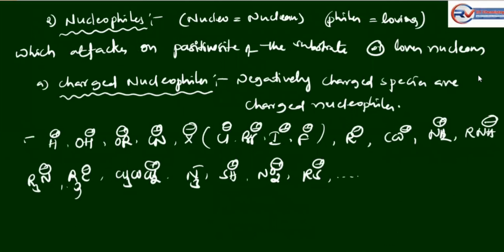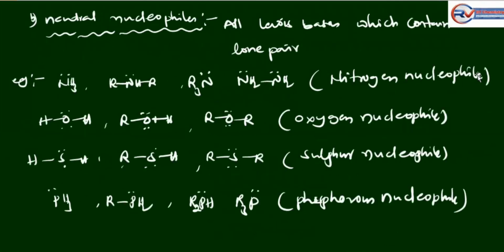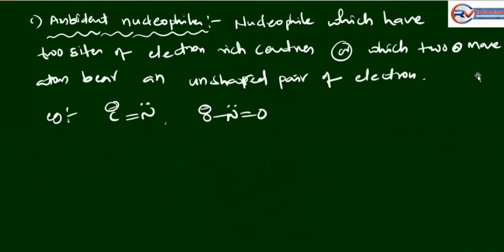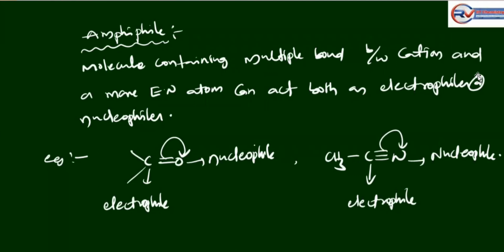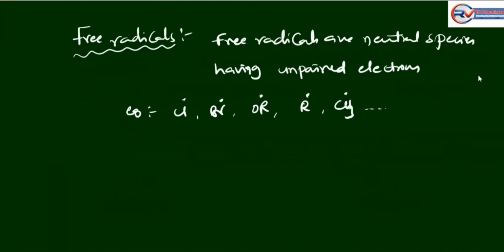Nucleon-loving species are called nucleophiles. These are of three types: charged nucleophiles, neutral nucleophiles and ambidentate nucleophiles. Amphiphiles are molecules containing a multiple bond between a cation and a more electronegative atom that can act as both electrophile and nucleophile, for example carbonyl and methyl cyanide. Free radicals are neutral species which have unpaired electrons. This is attacking reagents.